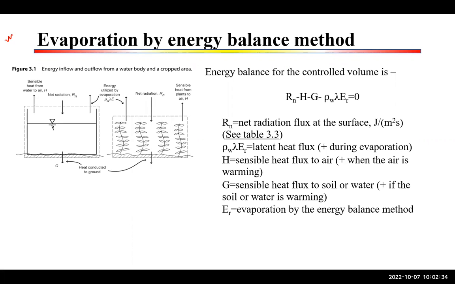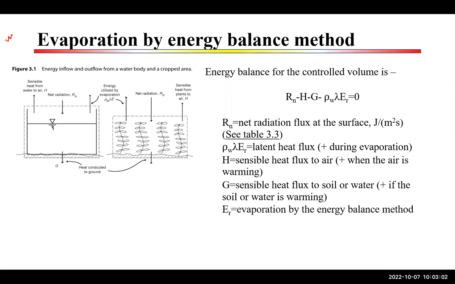And for the outflow, obviously the very first one is the energy required to do the evaporation for a unit mass of water. The second one is to warm the air in between the water and air layer. That is the sensible heat flux H. Another one is the heat flux in between different soil layers or different water layers, right? So that's what we discussed.